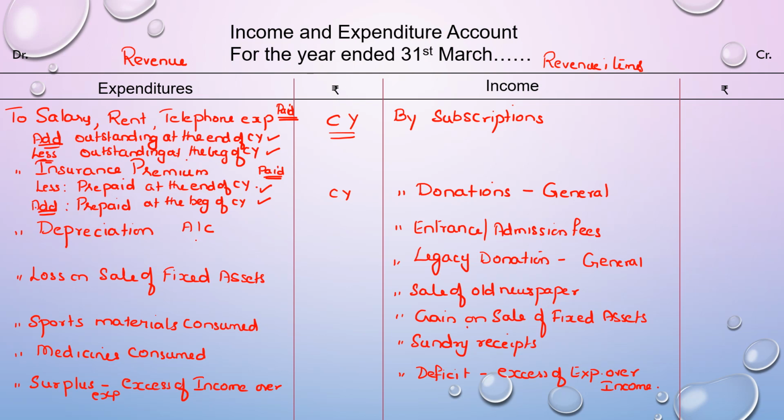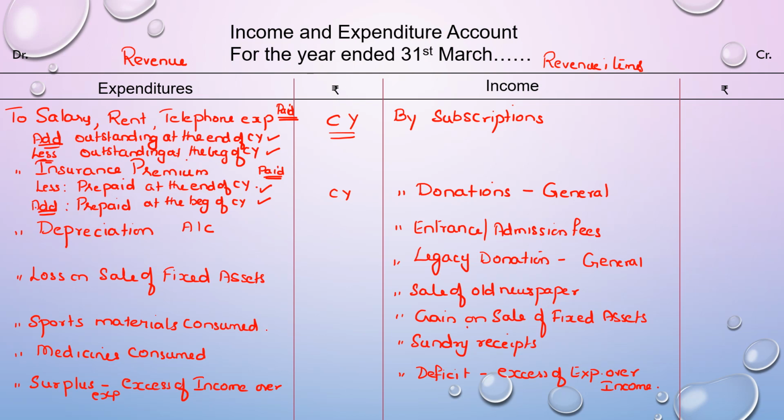There's depreciation, which is a non-cash expense that would not be seen anywhere in the receipt and payment account. It is an adjustment which you'll have to calculate on the basis of the value of the asset and the percentage of depreciation applied, and put it here.